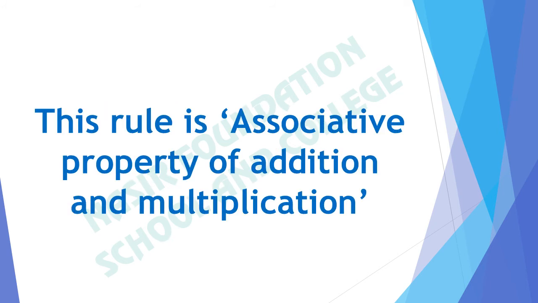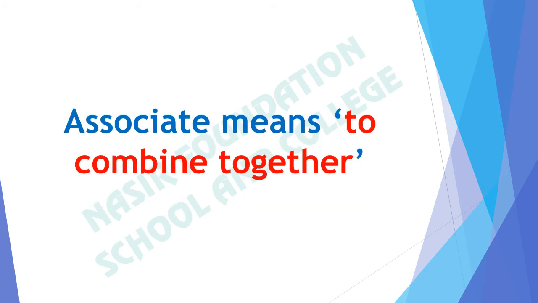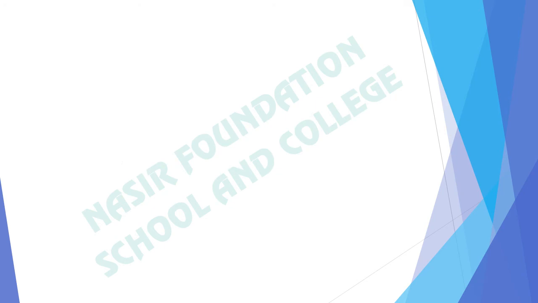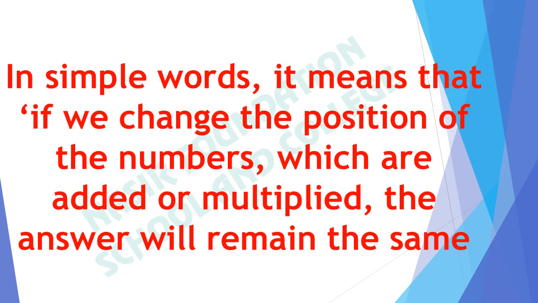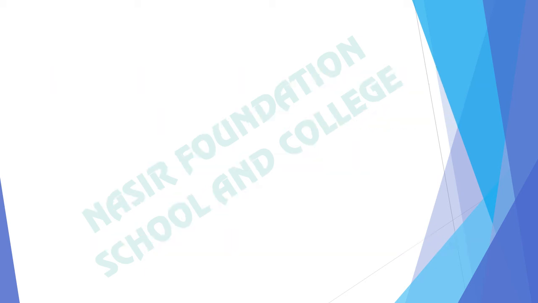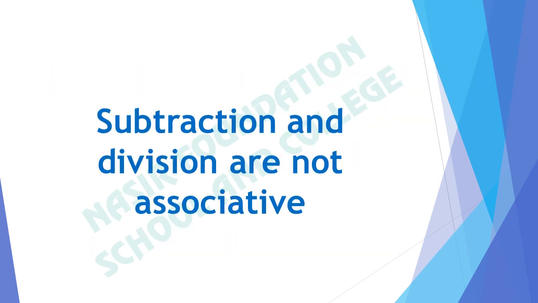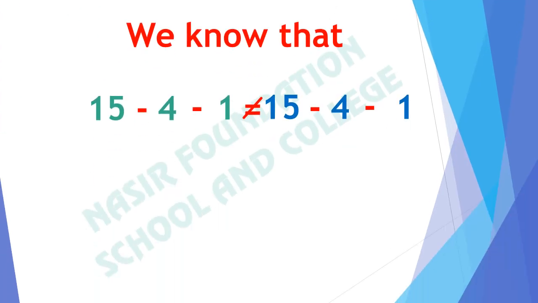This rule is the associative property of addition and multiplication. Associate means to combine together. In simple words, it means that if we change the grouping of the numbers which are added or multiplied, the answer will remain the same. Subtraction and division are not associative. This simply means that we will not get the same answer if we combine two numbers differently when subtracting or dividing. Let's take the example.